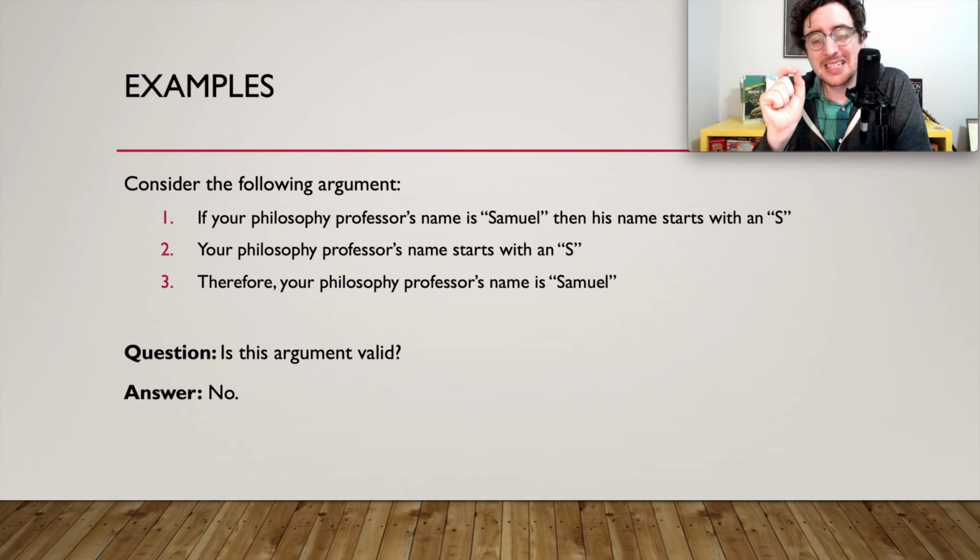We can simultaneously, though, imagine that the conclusion is false. That is, imagine that my name is Steve. Well, if my name was Steve, then premise 1 would still be true, and premise 2 would still be true. But if my name was Steve, the conclusion would be false. And so that shows that those premises, even if they were true, would not guarantee the conclusion. And so the argument is not valid.